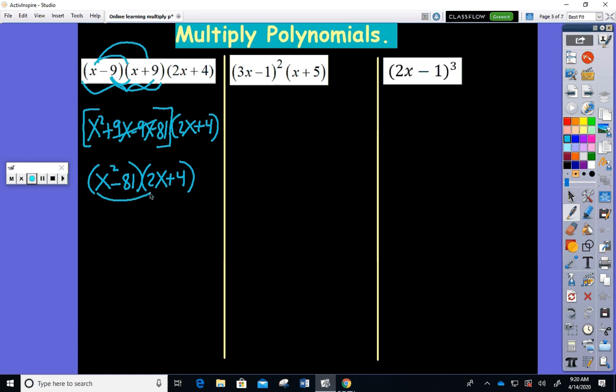So first, outer, inner, last. So what is that? Negative 324. We better double check my arithmetic. I did that in my head, but let's just make sure.